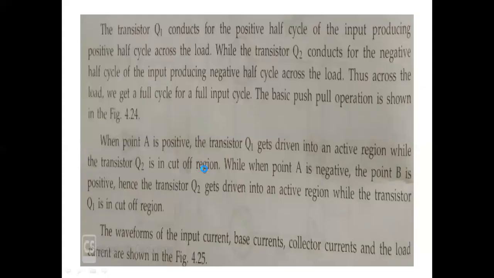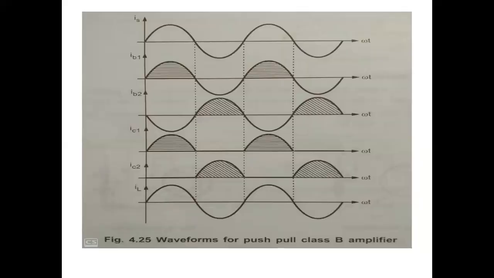Okay, so that is the operation of the push-pull amplifier. To get the full cycle at the output, we are using two transistors. During the positive half cycle, one transistor conducts. During the negative half cycle, the other transistor conducts, and we can get the full cycle at the output.